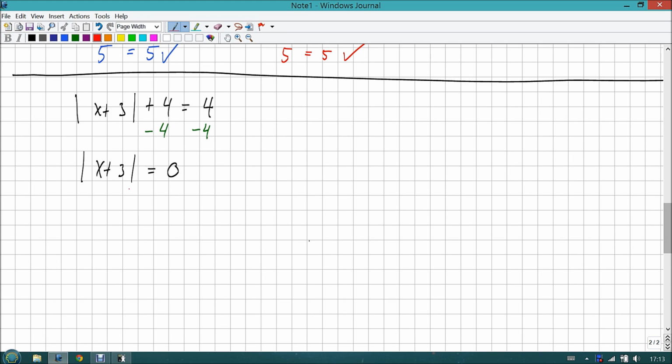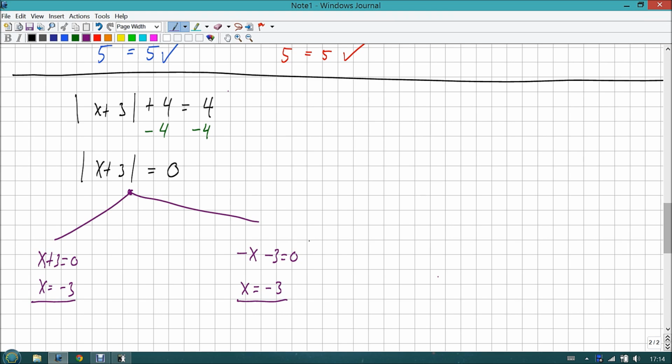Now I'm going to have a positive version and a negative version. I'm just going to use purple for both. So I'm going to have x plus 3 is equal to 0, so x is equal to negative 3. I'm going to have negative x minus 3 is equal to 0, which means that I'm going to have x equals negative 3. Right, add 3 to both sides, divide by negative 1. Aren't these the same number? Shouldn't I have gotten different numbers?